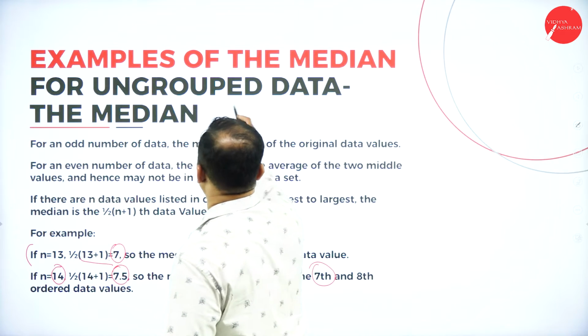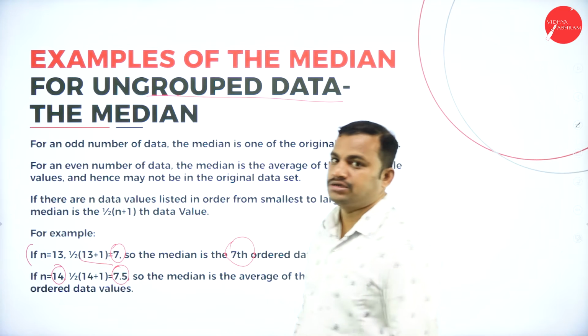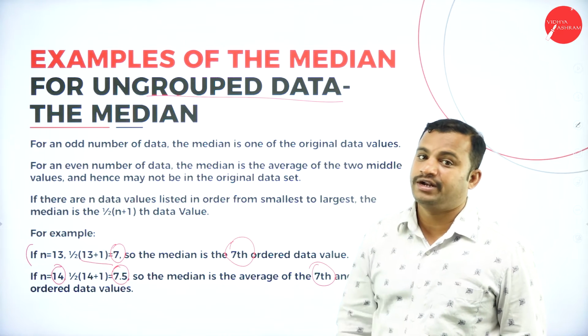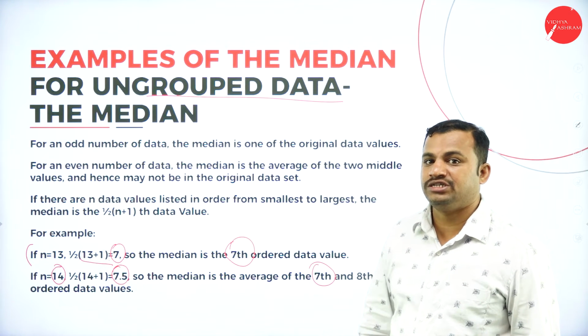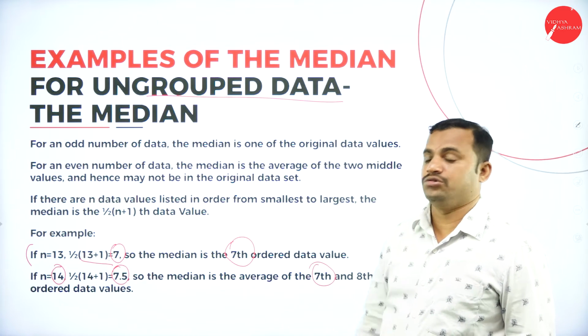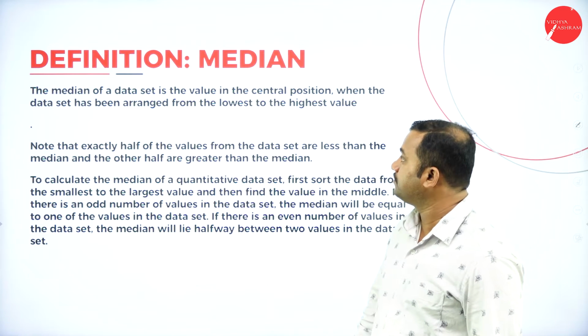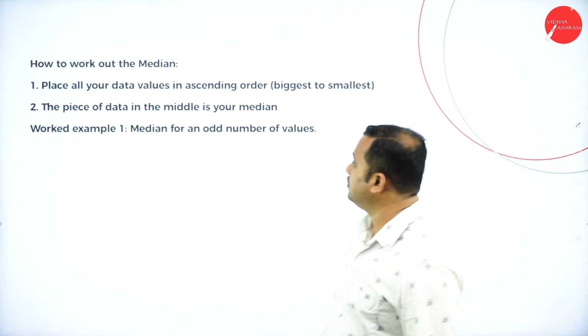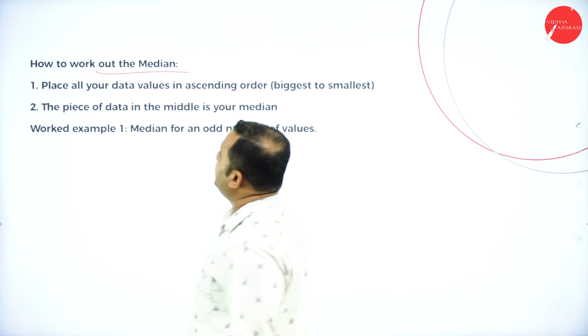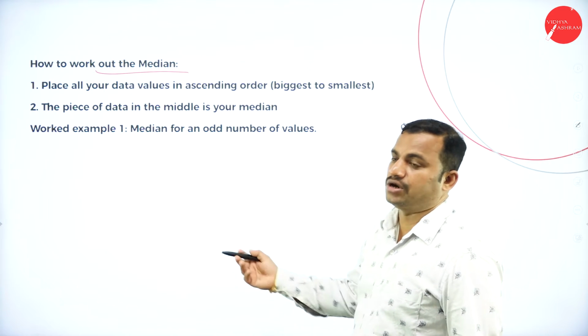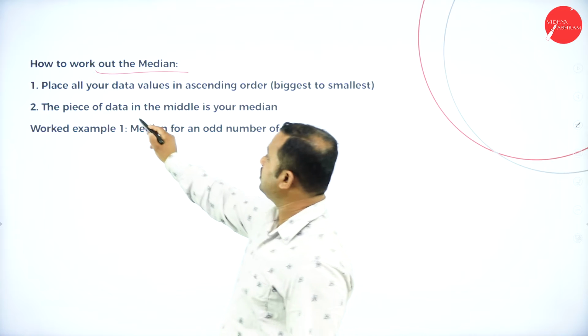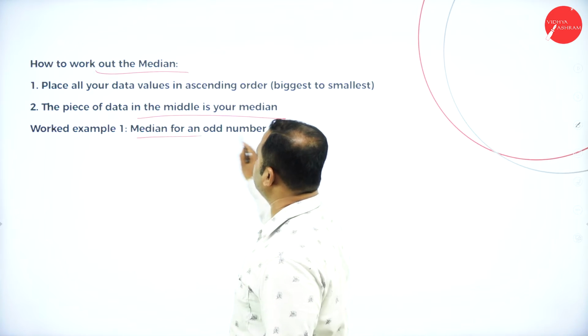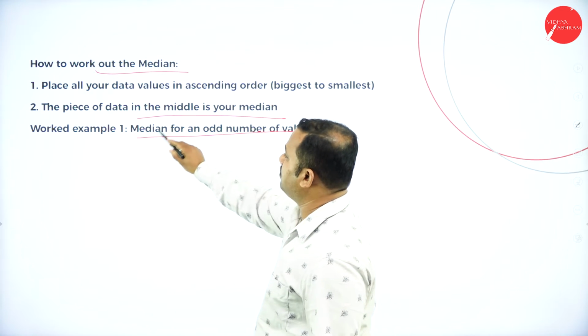This is in the case of an ungrouped set of data items. Suppose I have a grouped set of data items, then obviously that changes to the frequency values. Let me take you into that. The same thing is explained here. How does the median work out? The same thing is explained here, and the worked example for odd numbered and even numbered values.